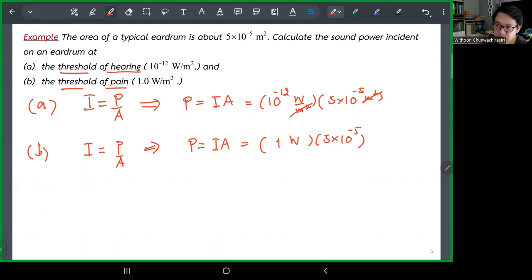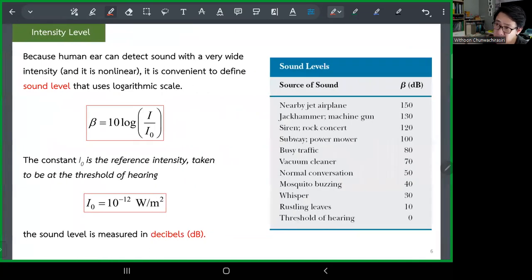Because if you speak in terms of power, if you increase the source by 10,000 times, the power will increase 10,000 times as well, because you have 10,000 times more sources around. But your ear does not respond to that. There's something missing here, and this is what it is. It turns out your ear will not respond to the sound in a linear fashion.